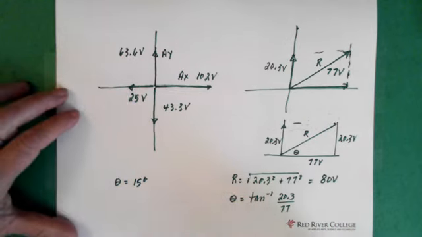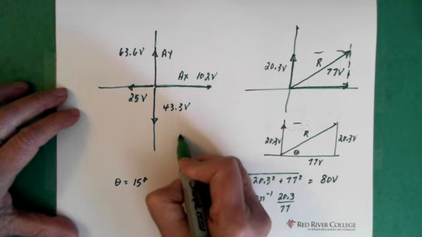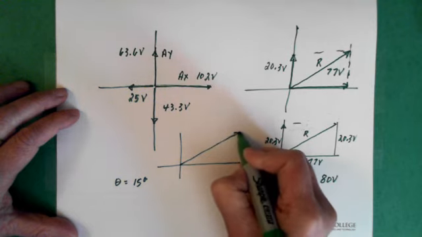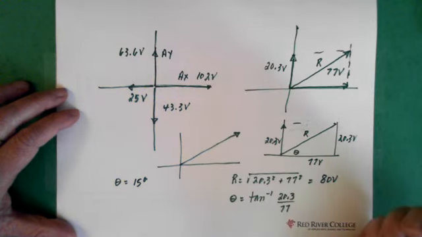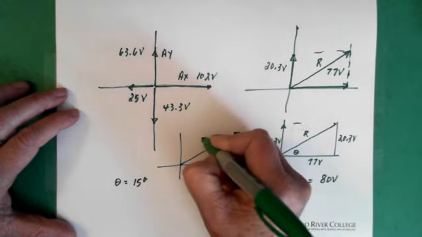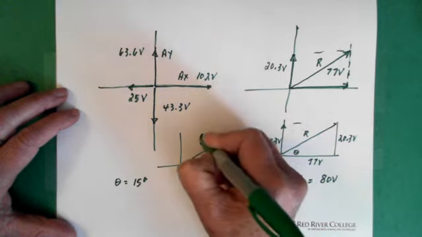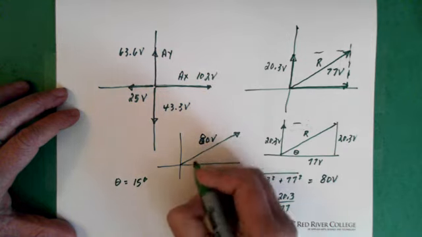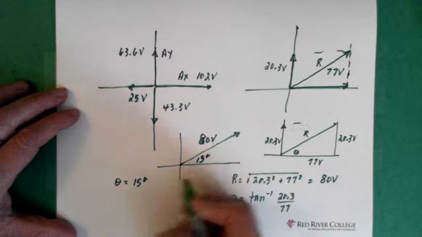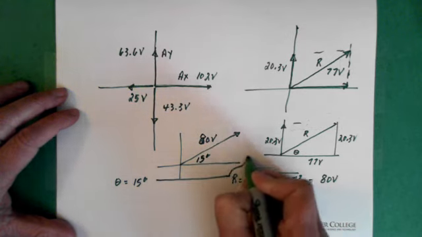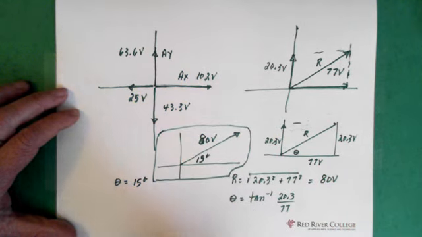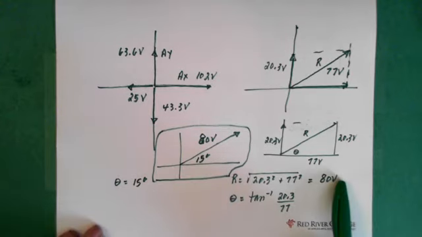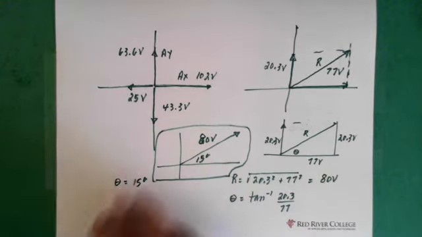So then in the end, we end up with this resultant, which is our 80 volts. Whoops. 80 volts. And we have an angle of 15 degrees. And that right here is the final answer, all right? 80 volts at an angle of 15 degrees.